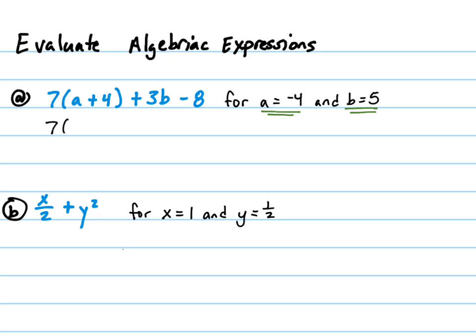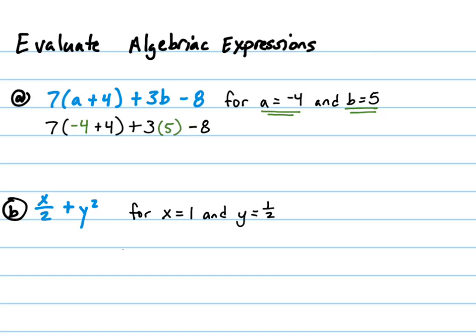So we've got 7 times, and we're plugging in the A value, so that'd be -4 plus 4, plus 3 times our B value, minus 8. And so now we just want to simplify this as we go down.